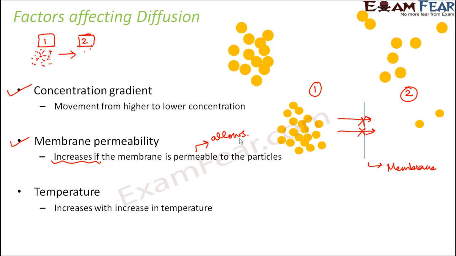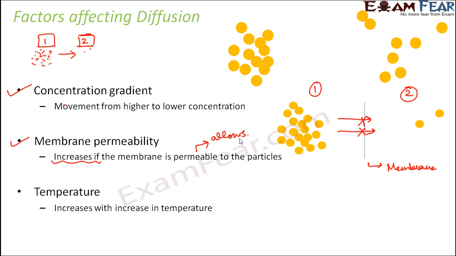Next is temperature. The rate of diffusion increases with an increase in temperature. Now what will happen if you increase the temperature of some particles? For example, when you boil water, you increase the temperature. So what happens when you increase the temperature? Whenever you increase the temperature, the particles gain kinetic energy. So the kinetic energy increases.